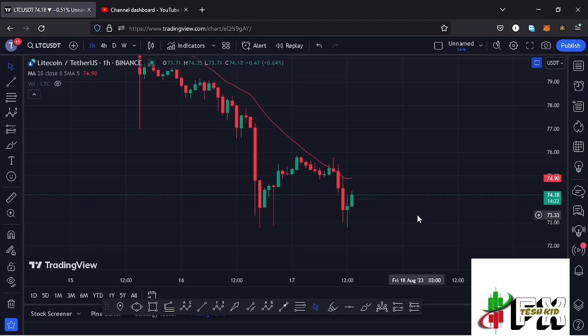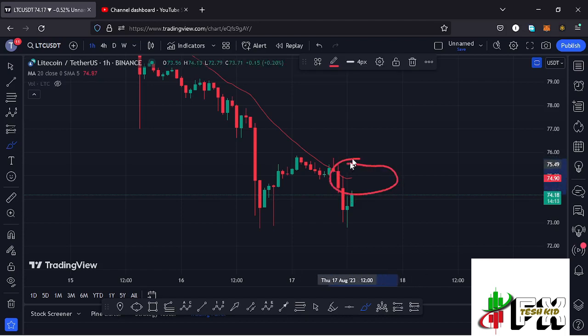And at the time of this recording, Litecoin is holding below the 20-day MA here on the 4-hour chart, on the 1-hour chart, which is now acting as resistance for us to continue gearing up.